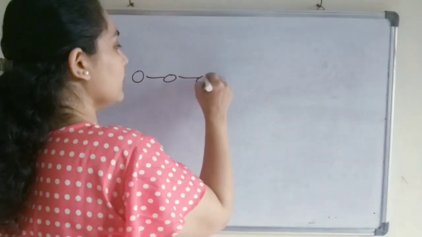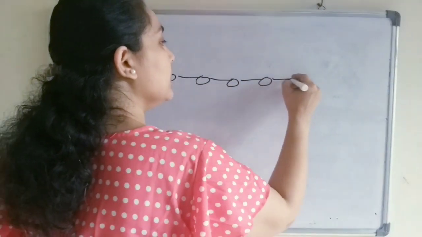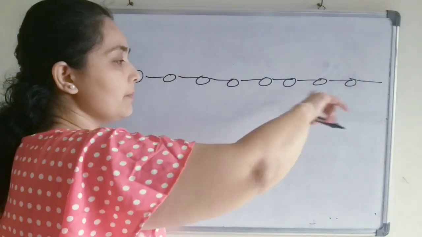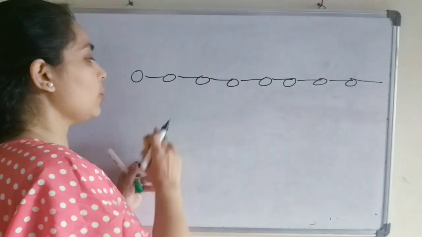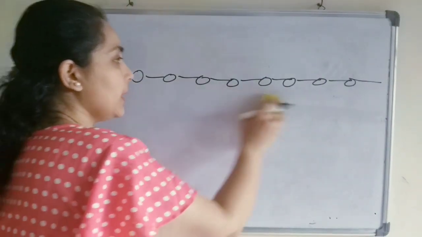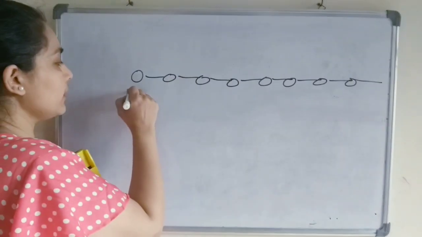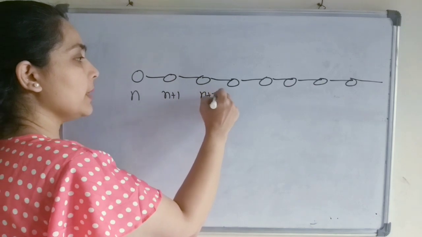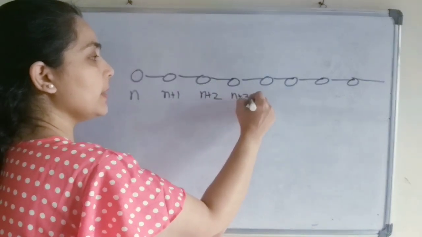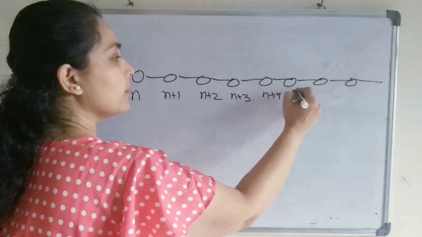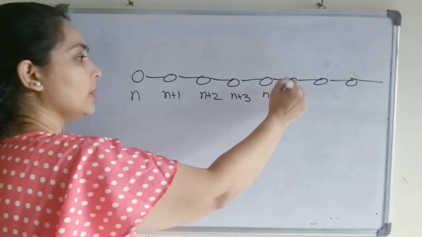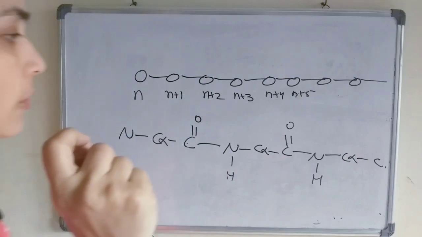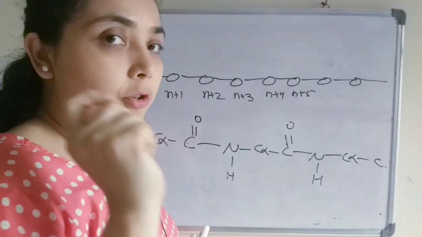Just now we had seen that this is the primary structure of the proteins, where the amino acids are present and they are attached to each other by the covalent bond. So if we number these amino acids, the first one will become N, then N plus 1, N plus 2, N plus 3, N plus 4 and so on. Okay, N plus 5. Let's see how the hydrogen bond is formed.